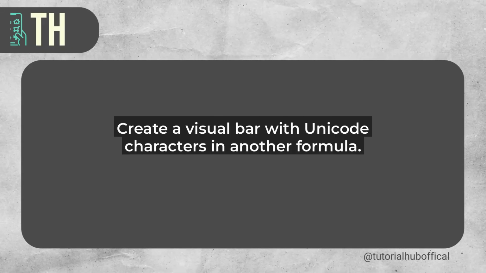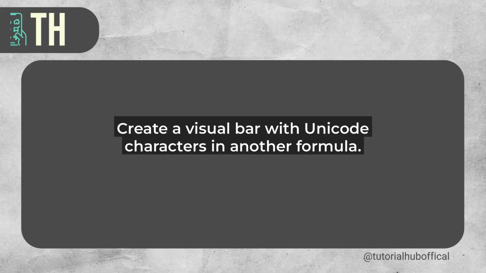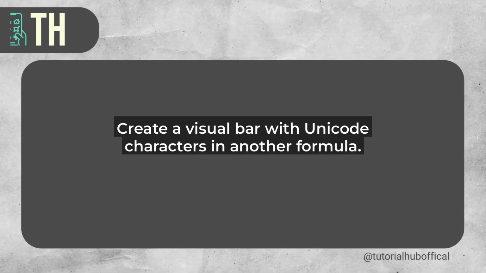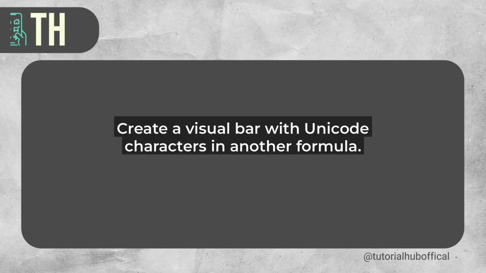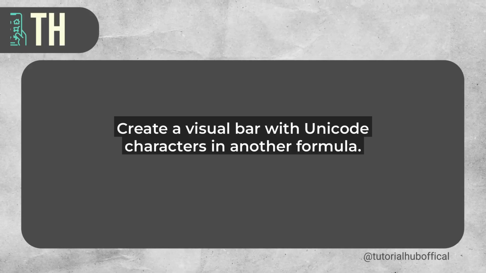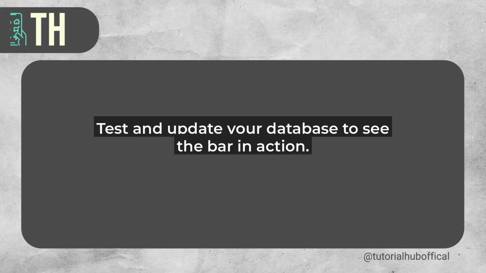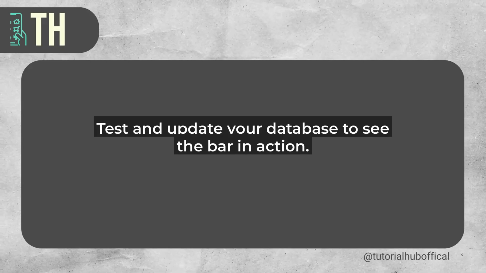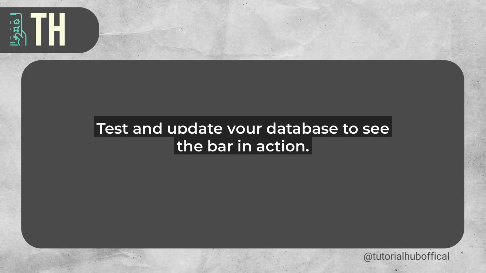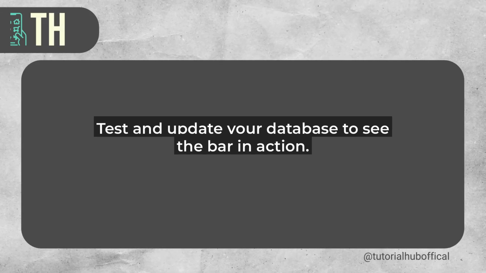For a simple progress bar, add another formula property. Use this code: replace(round(prop("Completed Items") / prop("Total Items") * 20), "full", 20) and round(prop("Completed Items") / prop("Total Items") * 20), "empty". This uses Unicode blocks to create a bar that fills up based on your progress.